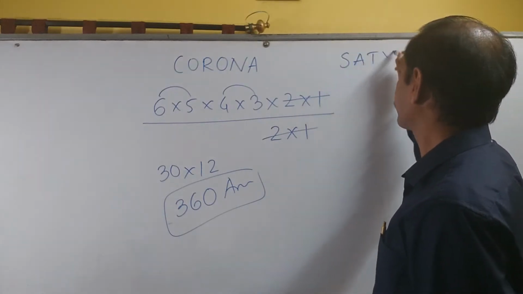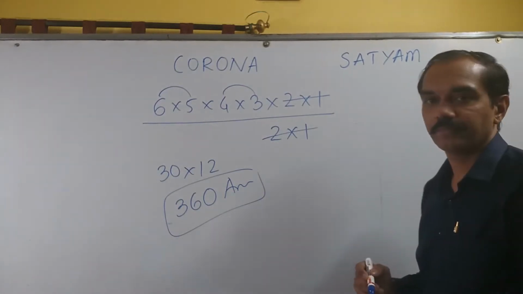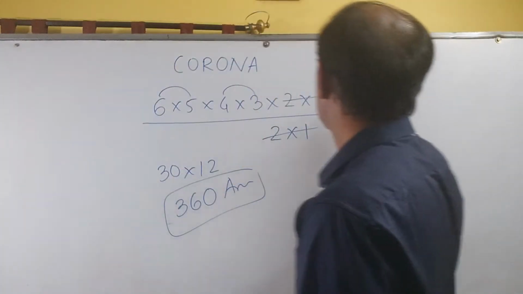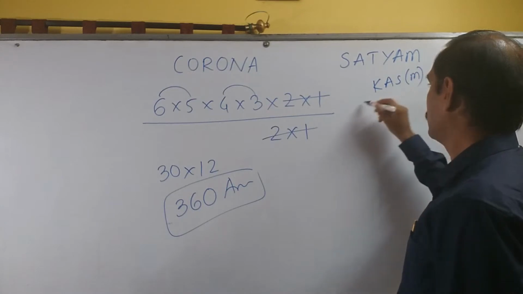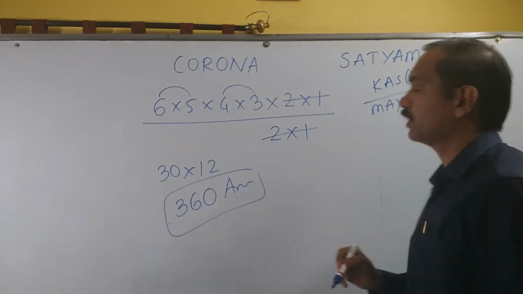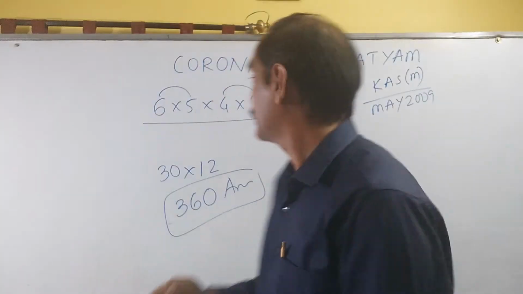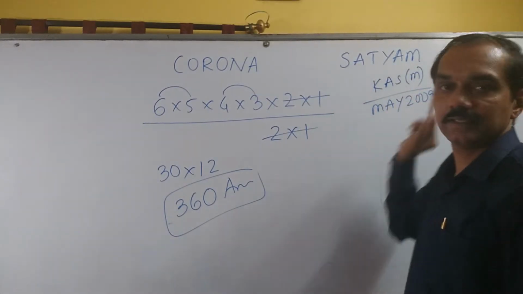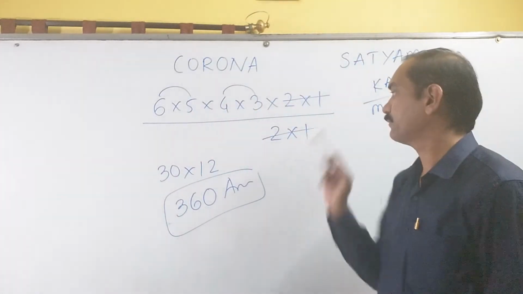Satyam. How many different words can we write by using all the letters of the word Satyam? This was already asked in the KPSC mains exam in the year 2009. So check the number of letters in the word. 1, 2, 3, 4, 5, 6. 6 letters are there. Start with 6, go till 1: 6, 5, 4, 3, 2, 1.